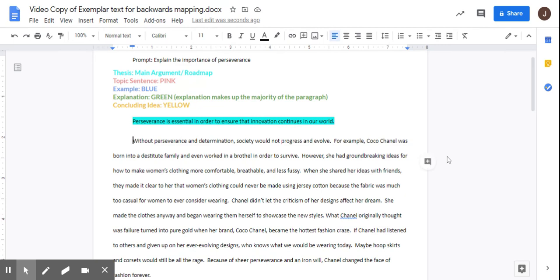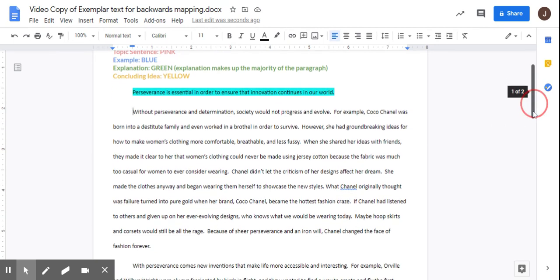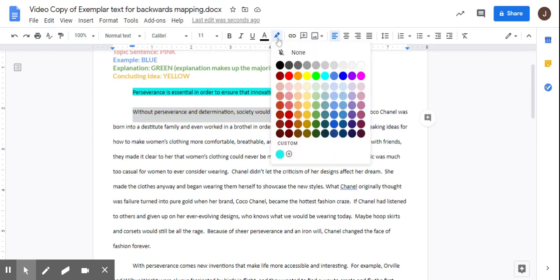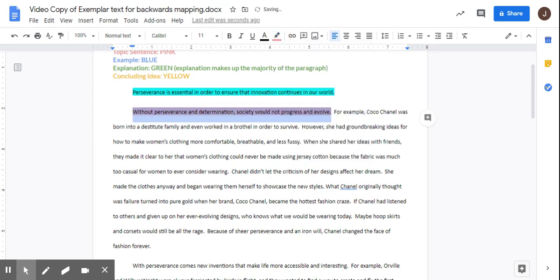Let's keep reading. Without perseverance and determination, society would not progress and evolve. For example, okay, so our example is the second thing in the paragraph, so that means anything that came before it should be our topic sentence, which is usually just brief, 1 to 2 sentences, and it's going to give us a brief generalization and overview of what the rest of the paragraph is going to be about. We can see that this sentence is brief. Society would not progress and evolve.